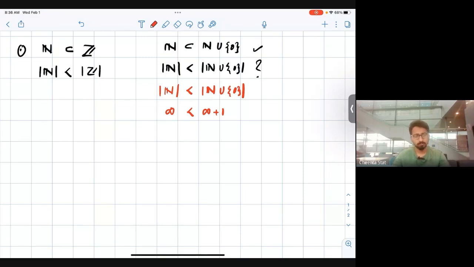Anyone can raise his or her hand and answer. Okay. No. Okay, Shreya says no. Who says no? Who says yes?